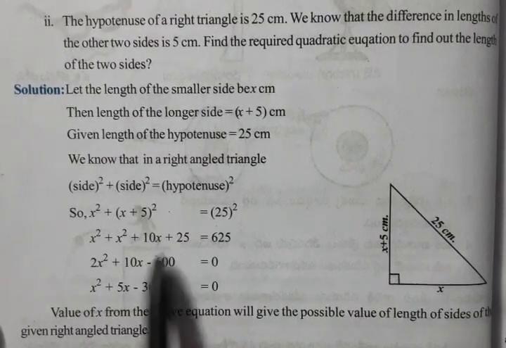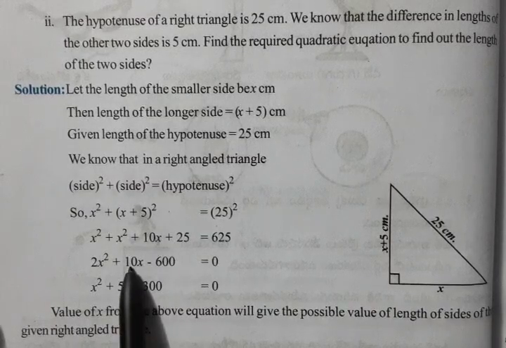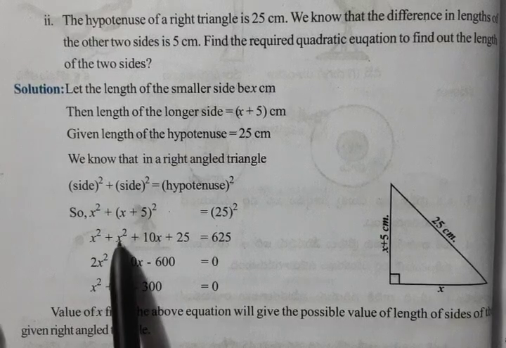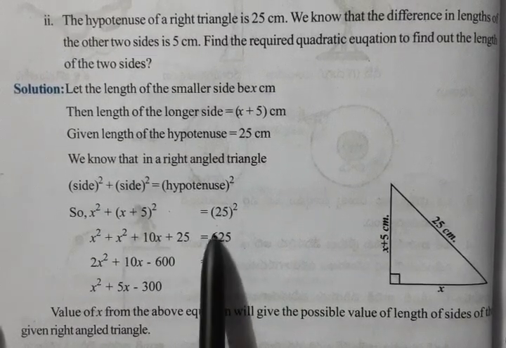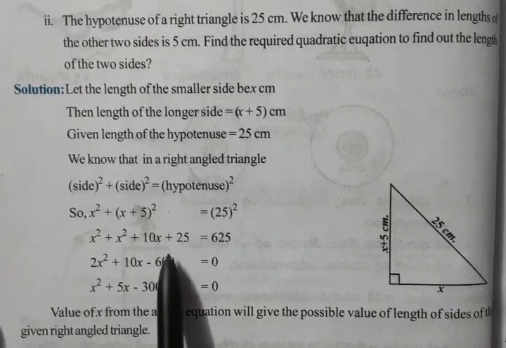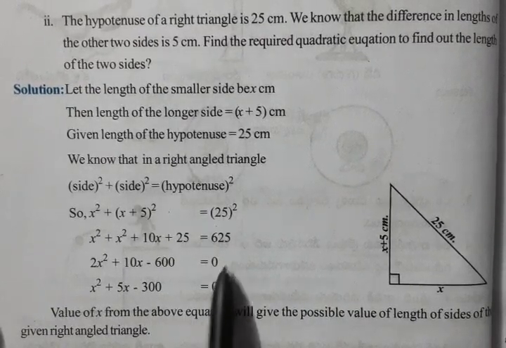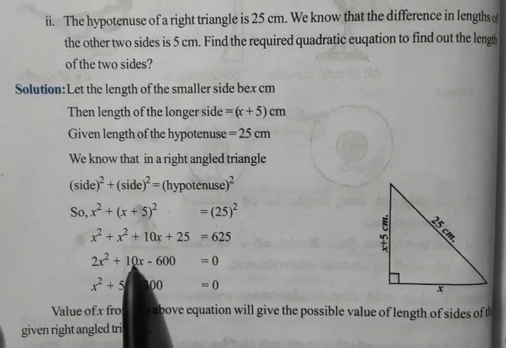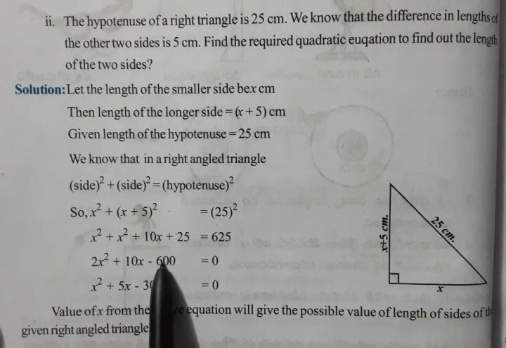So take the left side: x square, 2x square, and 10x is there. Like terms, we should add the like terms. Here x square both are same, so 2x square. Then 10x and the 625 take to the left side, minus 625 plus 25, we will get 600, equal to 0. So take the common 2, because 2 is a factor of 10 and 2 is also a factor of 600.